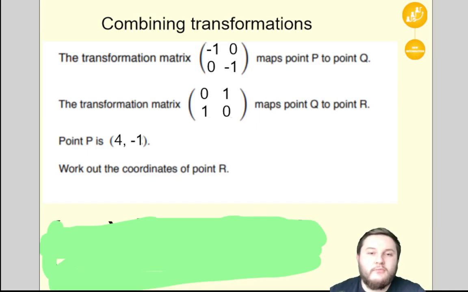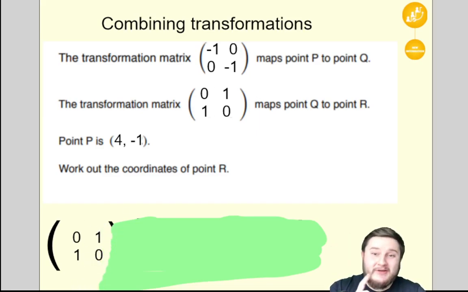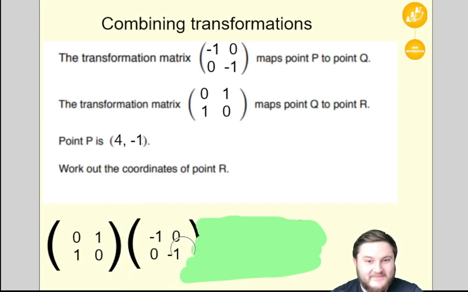So basically, remember, we are doing P to Q, Q to R, and this is the point P. So remember, this one goes on the right because that's the first matrix, and this one goes on the left. So that's going to be the first matrix we write down, 0, 1, 1, 0, because that one has to go on the left because it's the second one. I know, remember, reverse order, it's counterintuitive. Then the matrix, then our coordinate will go after.